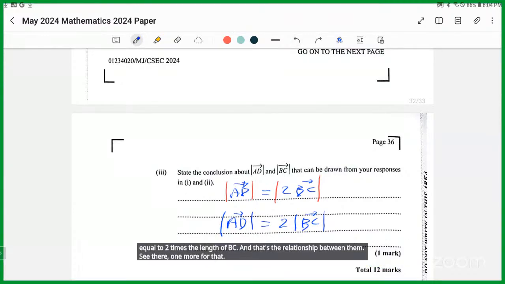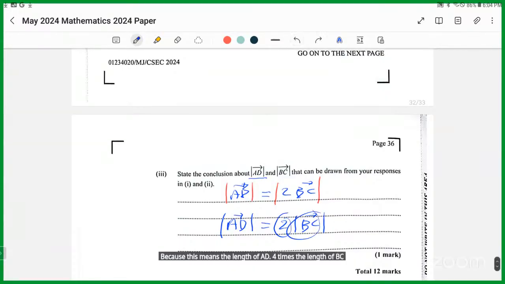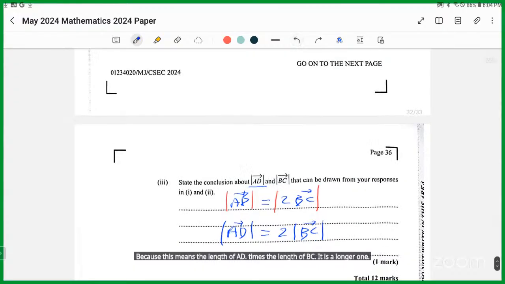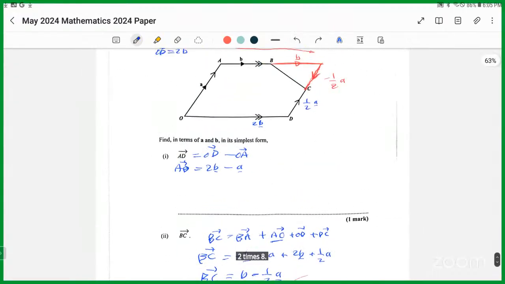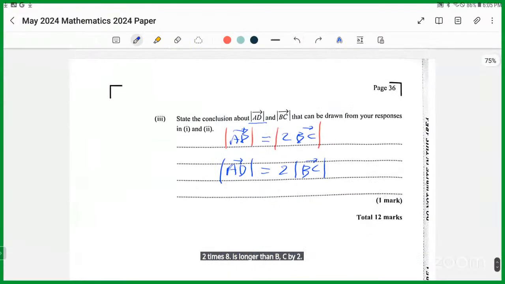What conclusion about AD and BC can be drawn from the response? Right? That's what we have. But what we can do is also write it in words, because this means that the length of AD is 2 times the length of BC. AD is the longer one, 2 times as long. So you can also write that in words.